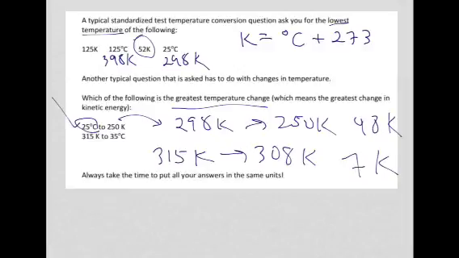Again, as I have written down here, always take the time to put all your answers in the same units when you're going to compare different values for temperature.